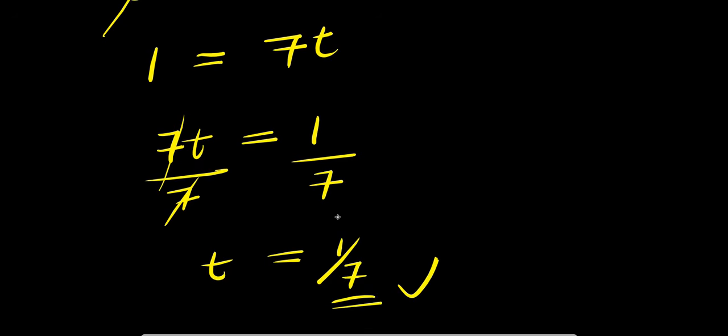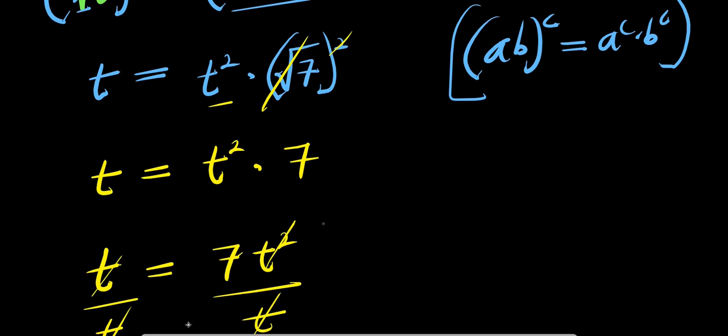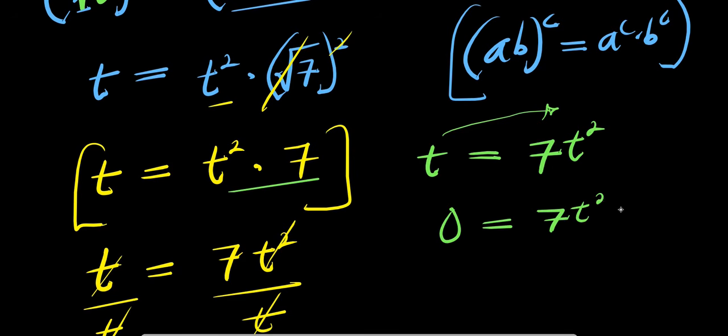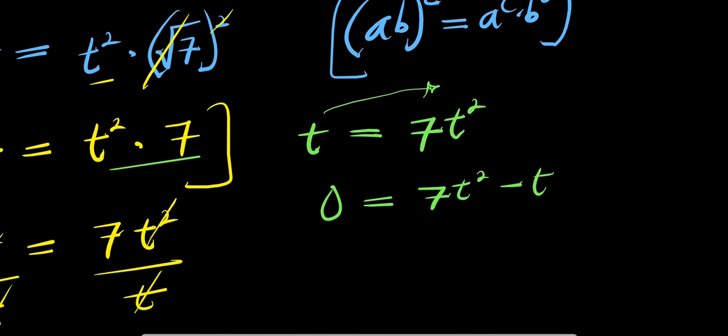Now, this is one way of solving it. I can also decide to solve this in another way. I have t equals t squared times 7, 7t squared. I can decide to move t over here. I have 0 equals 7t squared minus t. From here, I can simply have this as 7t squared minus t equals 0.